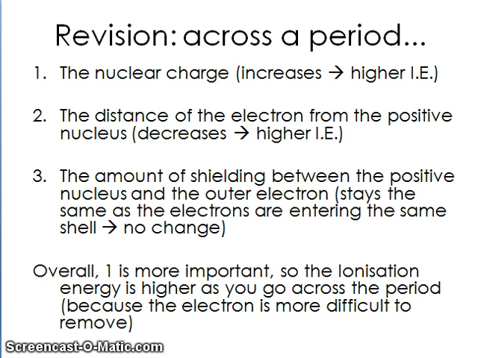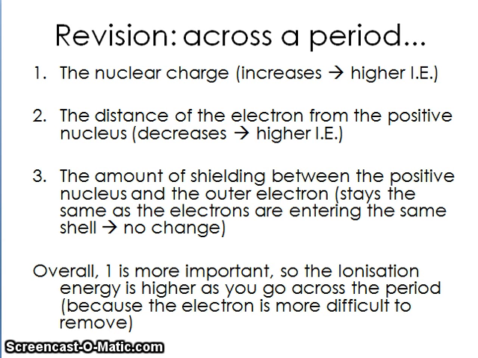So in general, going across a period, the nuclear charge increases, which would tend to give you a higher ionisation energy because there's more attraction between the positive charge and the electron. The distance of the electron from the positive nucleus decreases, so again, because the outer electron is closer, there's going to be more attraction between the electron and the positive nuclear charge. So because you've got a greater attraction, you're going to need more energy to overcome that. So that's also going to tend to give you a higher ionisation energy.